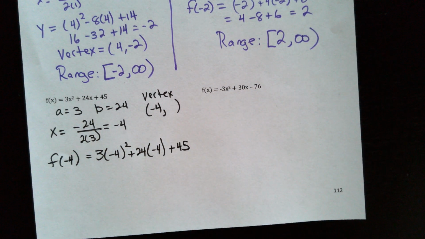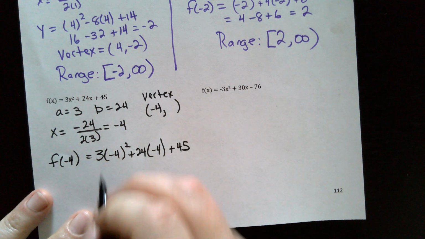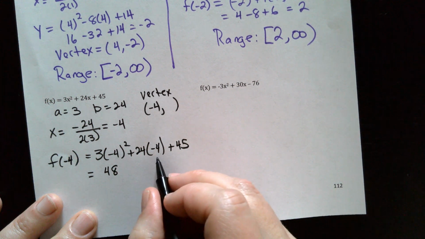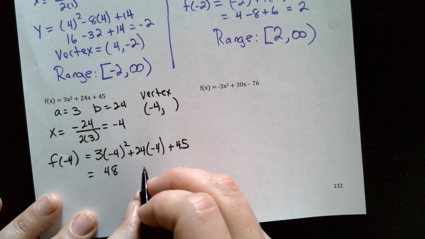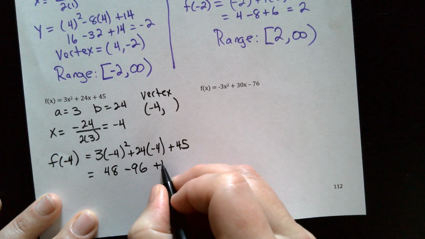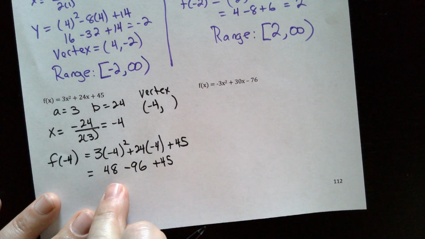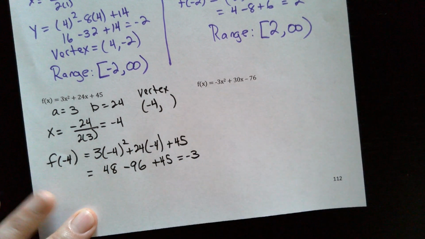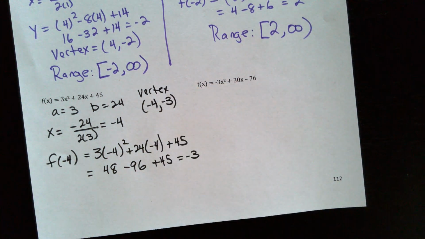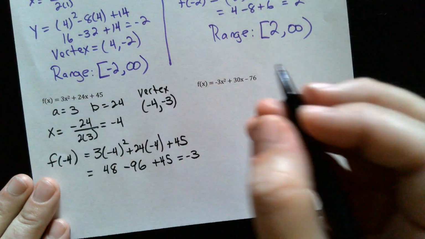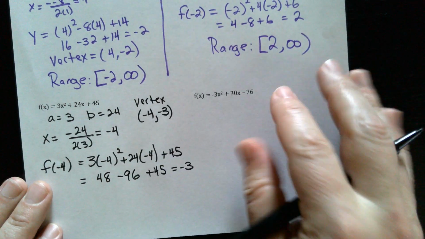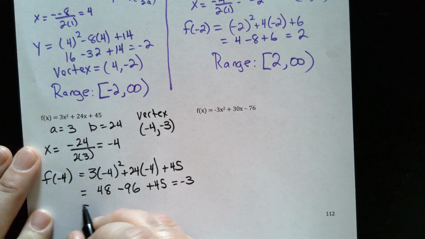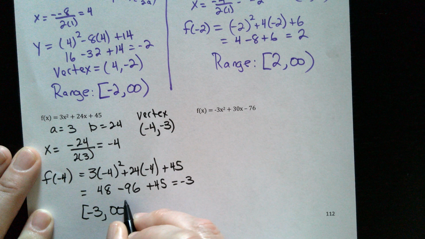Okay, so let's see what we get here. Negative 4 squared is 16. 16 times 3 is 48. This would be negative 96 plus 45. So this would end up being what together? 93 minus 96 is negative 3. So the y-coordinate of our vertex is negative 3. And since this is positive, we know this thing opens up, so this is a minimum. Since this vertex is a minimum, we'll use the y value as the starting point, negative 3 to infinity.